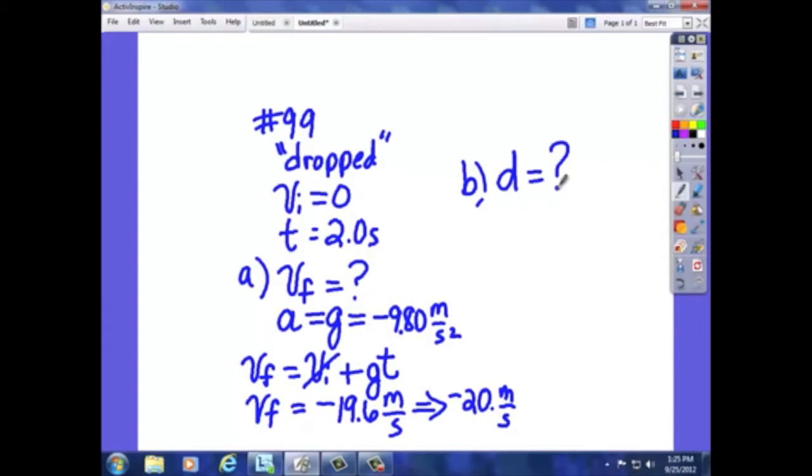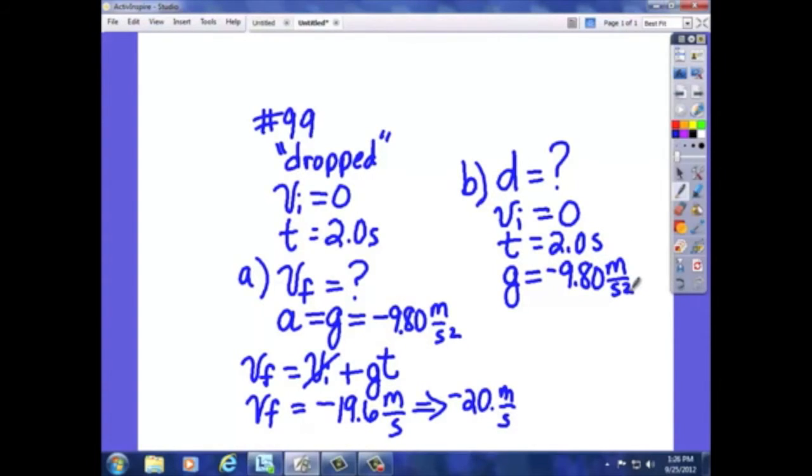Okay, these are all in the y direction. All right, and again, I have my initial velocity of 0. I've got my time the same as 2.0 seconds. And I'm not going to use my final velocity because there might be a problem with that, but I do know that the acceleration is due to gravity at negative 9.80 meters per second squared. So I choose my motion equation based on displacement, initial velocity, time, and acceleration. So I can work with the third motion equation.